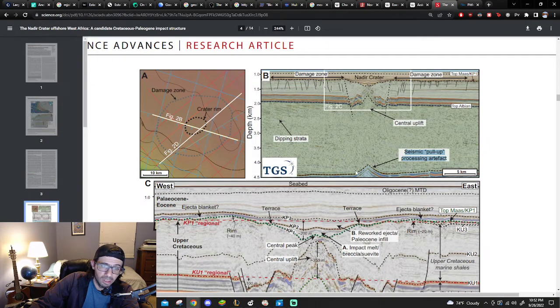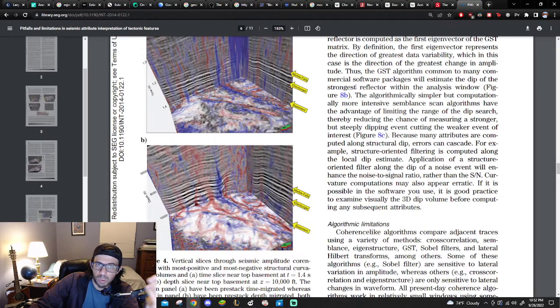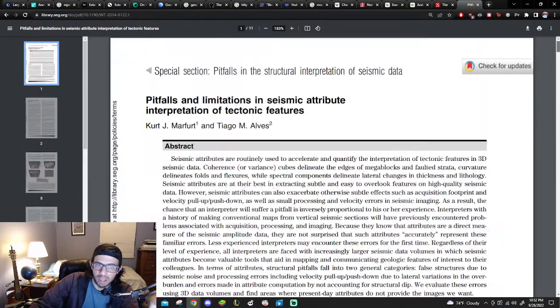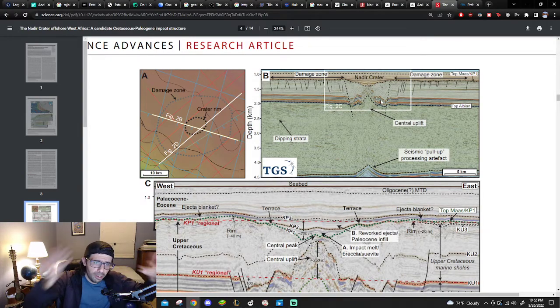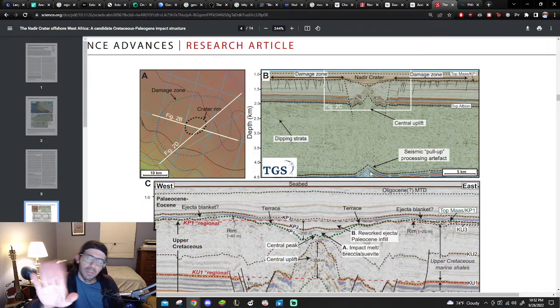Oops, this is not Nader Crater. There it is. They have been written off all over the place. No offense to the people doing it, because that's what the practice is. Those who are practiced at the practice don't make the mistake. Those who are not practiced at the practice see, oh, look at that, that makes sense, therefore that is.